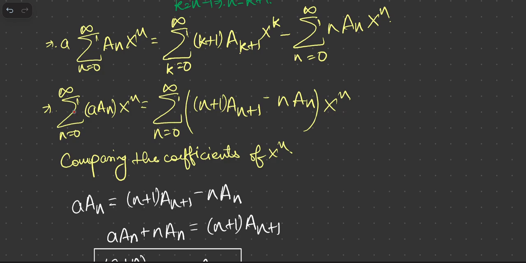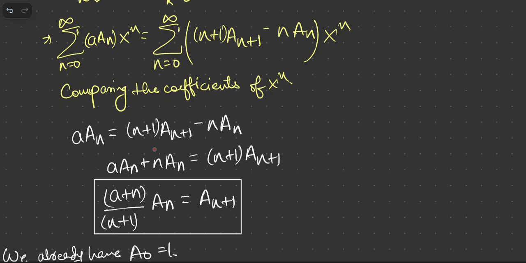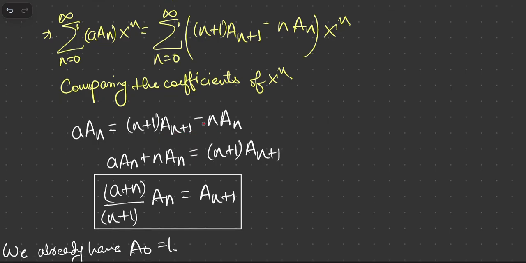And we have this sum and x to the n over here, and again sum and x to the n. So basically, we can say the coefficients of x to the n, this one is equal to this one, right? Comparing the coefficients of x to the n, we would have small a times capital A sub n equals n plus 1 times capital A sub n plus 1 minus n times capital A sub n.